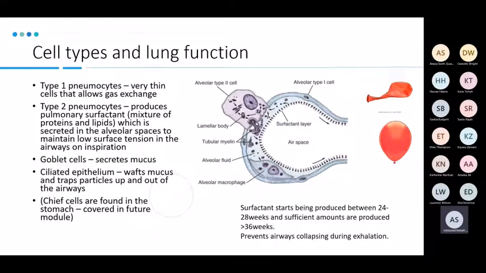The other key fact that you need to know is when surfactant is made. Surfactant gets produced around 24 to 28 weeks, and a sufficient amount is usually produced after 36 weeks, which is why you don't want to give birth before then. And like I said before, the main reason for surfactant is to stop the airways from collapsing when you're breathing out.